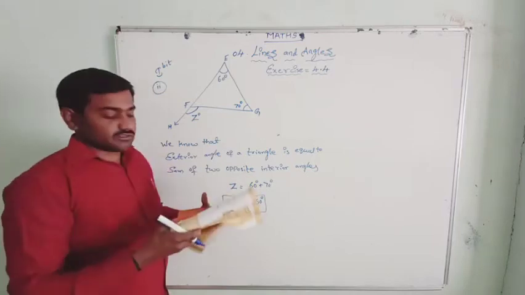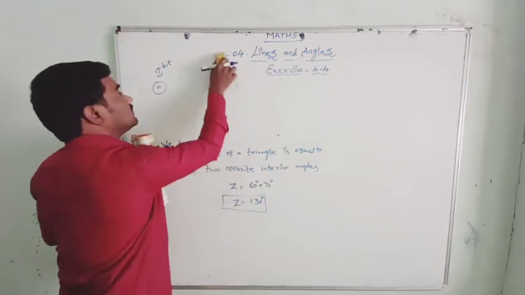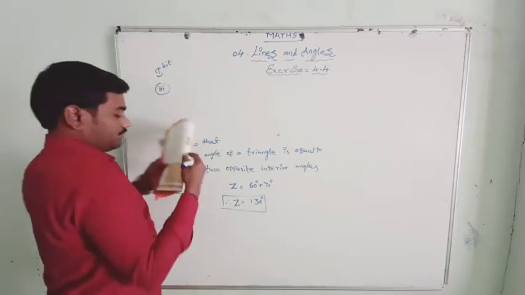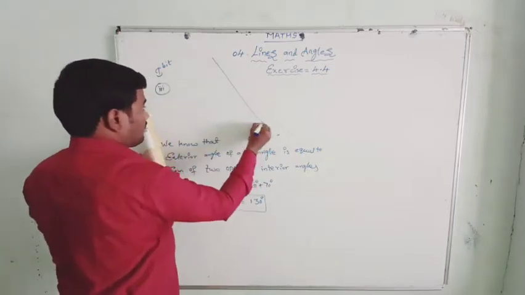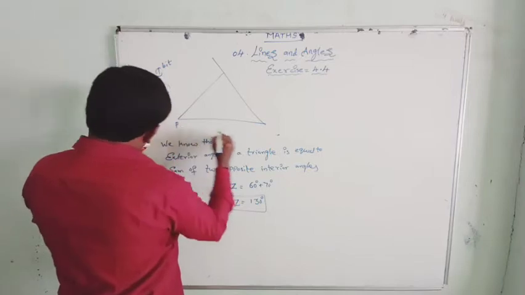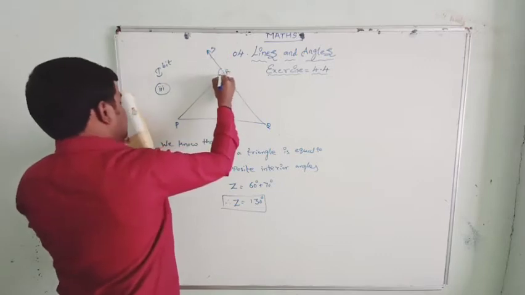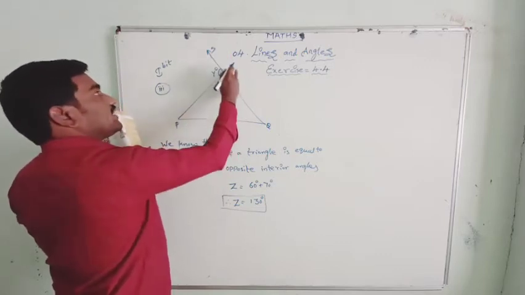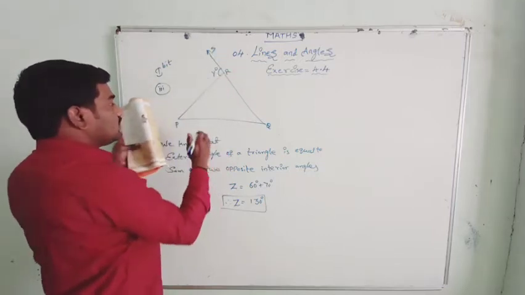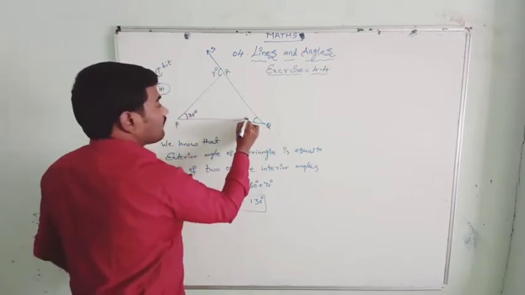Based on the same concept, 3 questions are given in this first bit. So next there is a third question in the same bit. Let's go for the third one. Here P, Q, R and S. The angle PRS is y. The opposite two interior angles are given here, 35 degrees and 45 degrees.